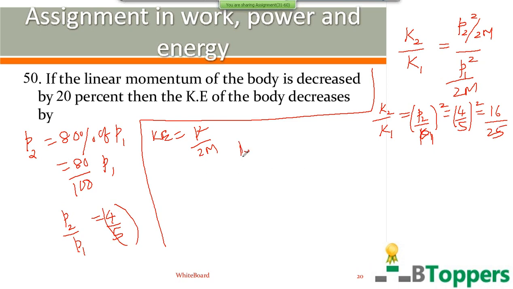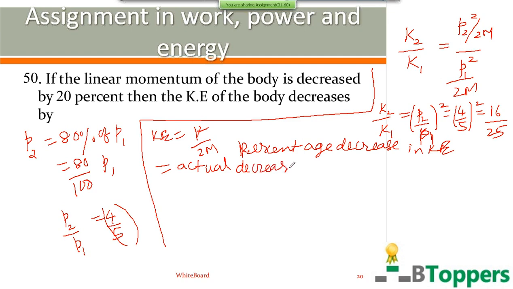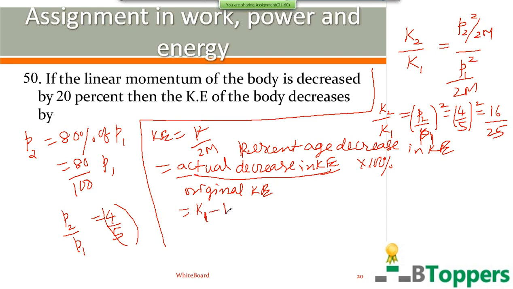So the percentage decrease in the kinetic energy can be written as the actual decrease in the kinetic energy divided by the initial kinetic energy into 100%. The actual decrease in the kinetic energy: decrease means initial minus final, and increase means you have to take final minus initial. So the actual decrease in the kinetic energy is the initial kinetic energy K1 minus the final kinetic energy, divided by the original kinetic energy K1, into 100%.